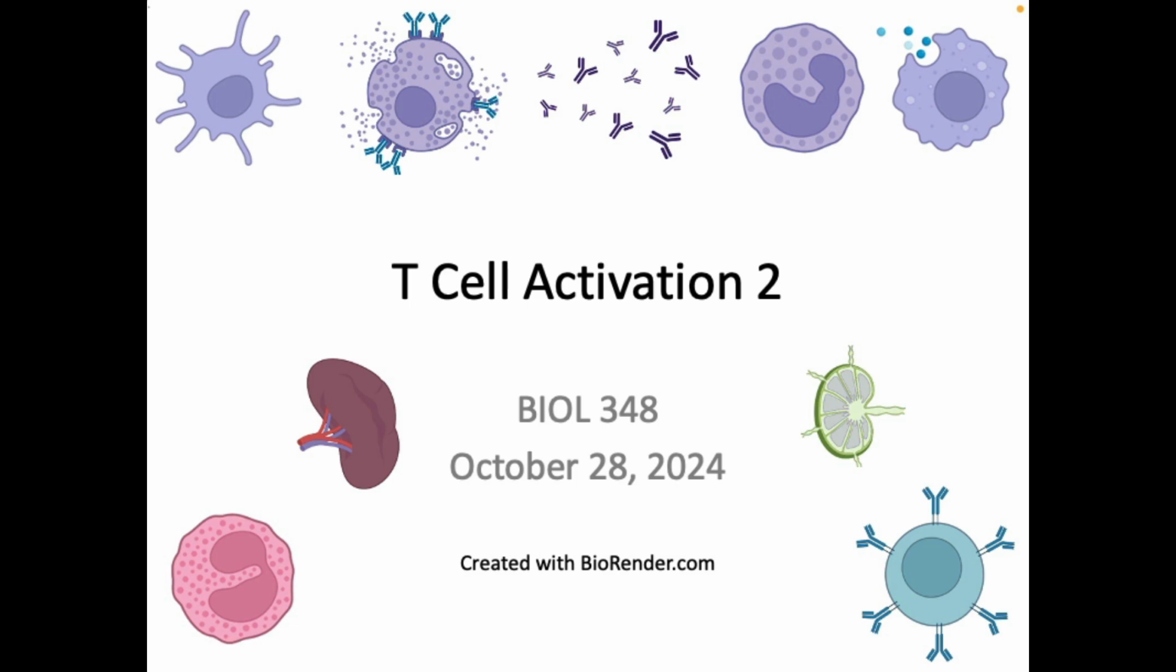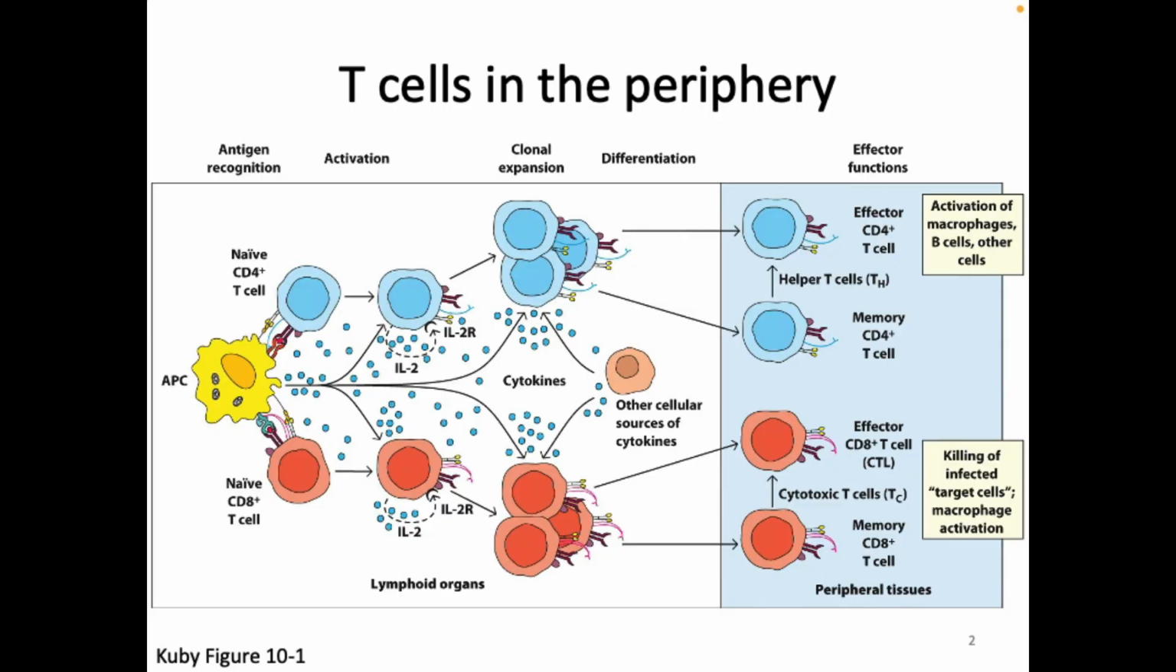So today we're going to continue talking about T cell activation. And as I've mentioned, this is the overview of this process that we're thinking about, where we start with a naive T cell. That naive T cell interacts with MHC plus peptide on an infected cell that's presenting antigen, and then goes through this process of becoming activated.